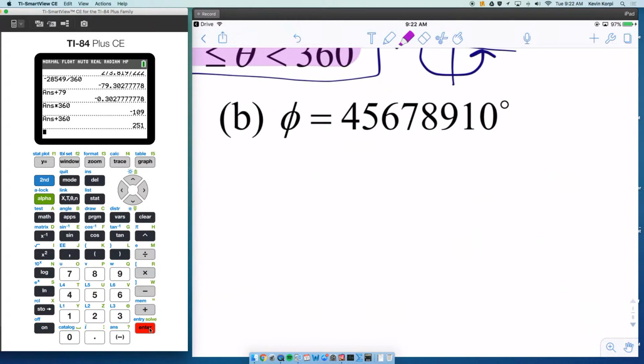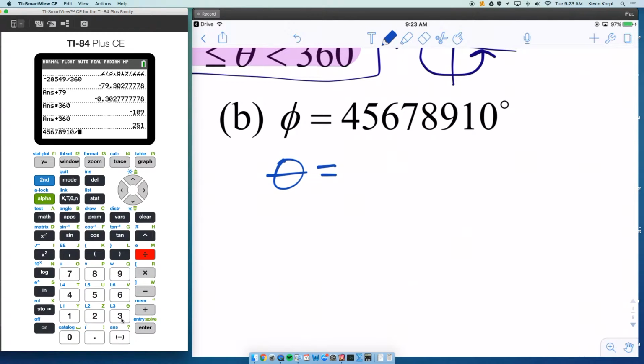All right, so here's what I'm talking about, an uncomfortably large angle. Phi is equal to 4,567,8910. Yay. That's a big angle, but it's positive at least, right? So what are we going to show? Well, we're just going to jump right to our final answer. So type it in carefully, 4,567,8910.